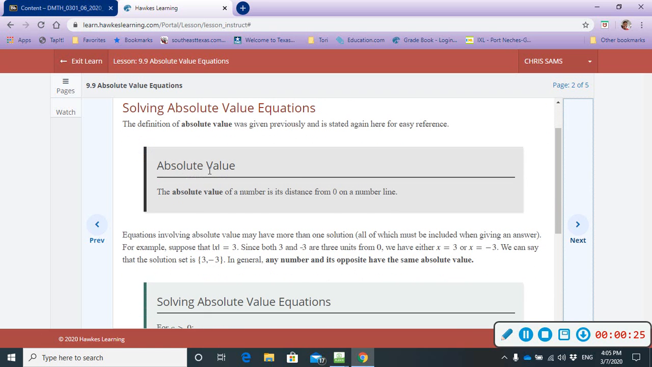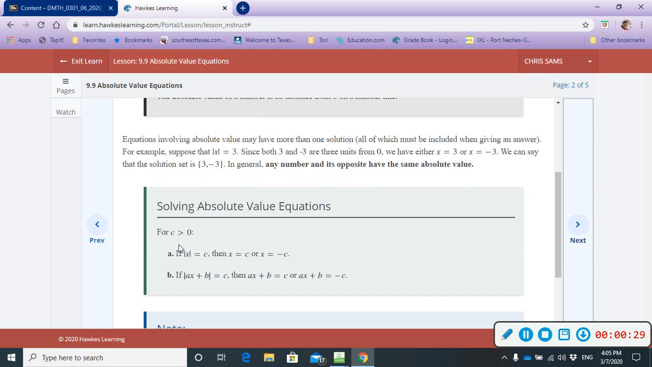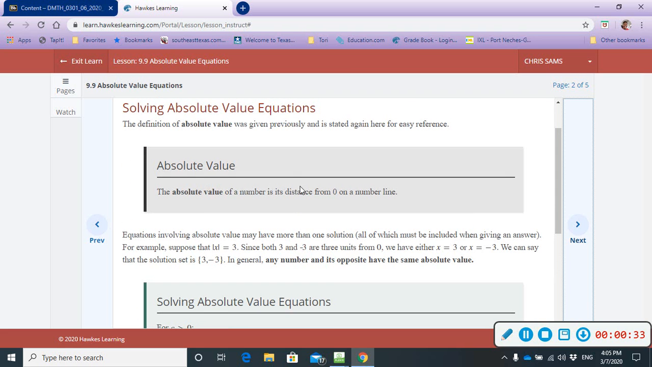Okay, so basically an absolute value, you'll see these two vertical bars right here, absolute value of x. It's dealing with the distance a number is from 0. And when we talk about distance, we're always dealing with positive. So that's what we say absolute value does. It changes negative to positive.